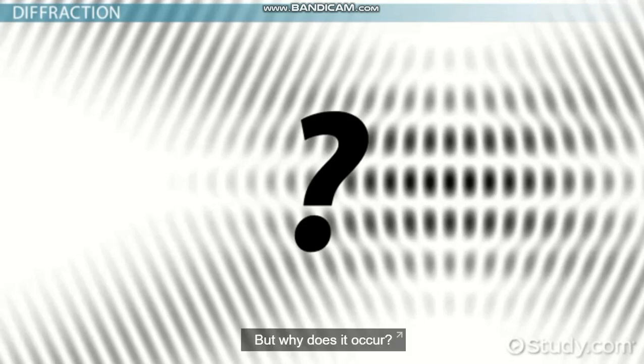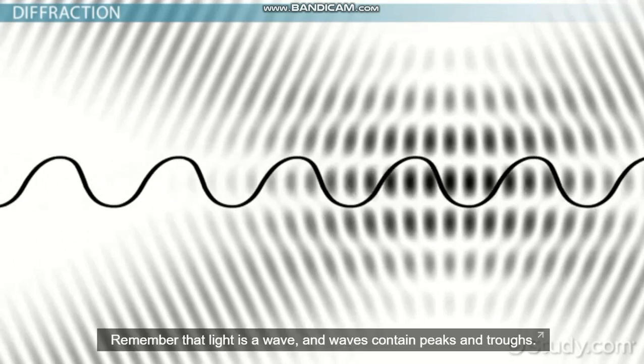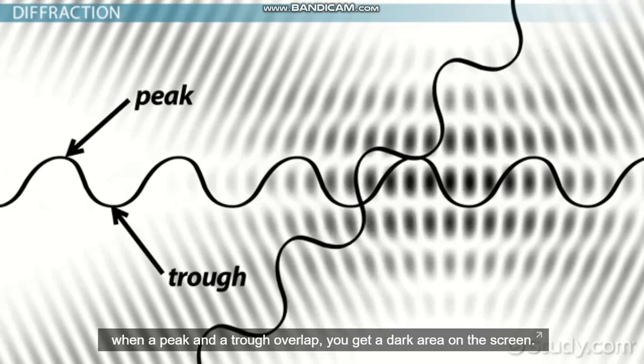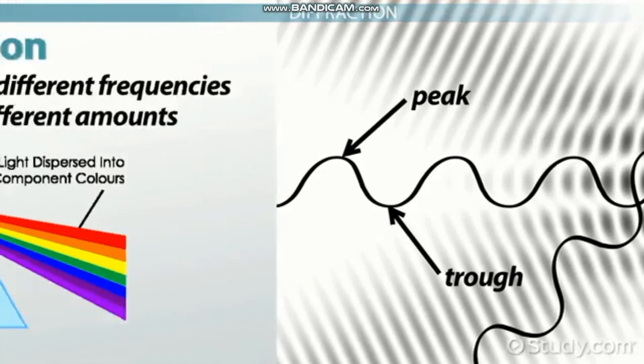But why does it occur? Remember that light is a wave, and waves contain peaks and troughs. When two peaks or two troughs overlap, you get a bright area on the screen. Whereas when a peak and a trough overlap, you get a dark area on the screen.